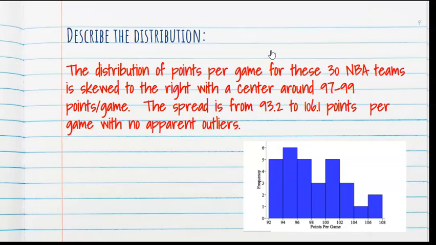The distribution of points per game, there's my context, for these 30 NBA teams is skewed to the right with a center around 97 to 99 points per game. Okay, so the center is kind of the balance point, remember? Somewhere in here. Don't know for sure, but we're ballparking it. The spread is from 93.2 to 106.1, so I've labeled the minimum and the maximum. I said spread, do not say range, say spread, per game with no apparent outliers.